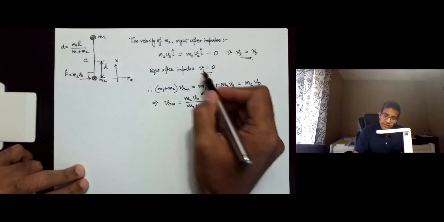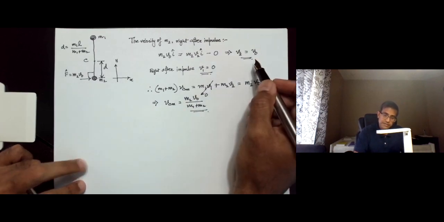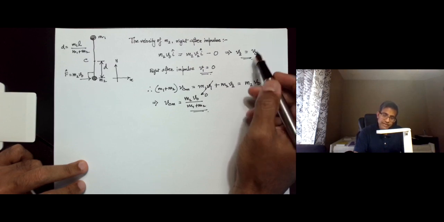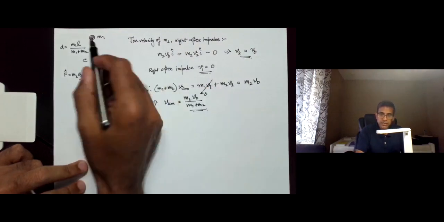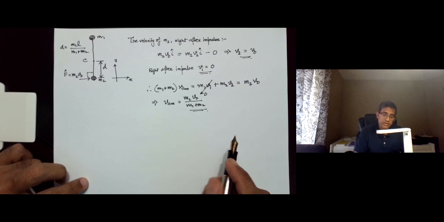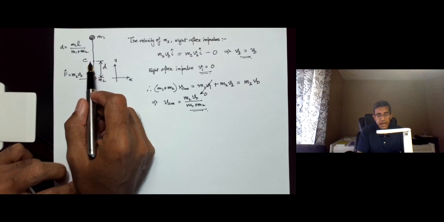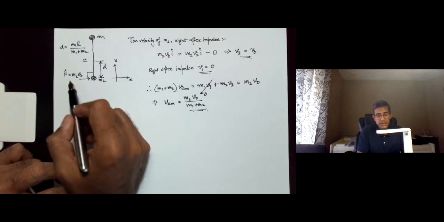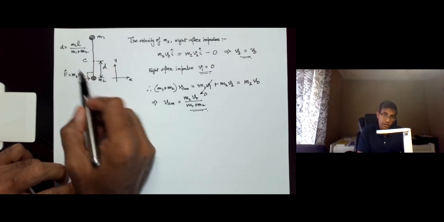Now this velocity v naught that the mass m2 has attained, we need to interpret this carefully. This is the net velocity that m2 has attained, and v1 equals 0 should also be considered as a net velocity that m1 has attained. The reason we say net is because when an impulse acts on the system, and because the impulse is offset from the center of mass, it not only produces a linear impulse, but it also produces a rotational angular impulse.